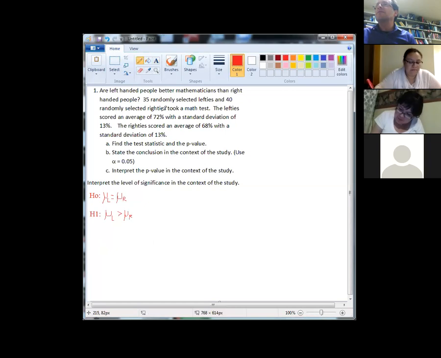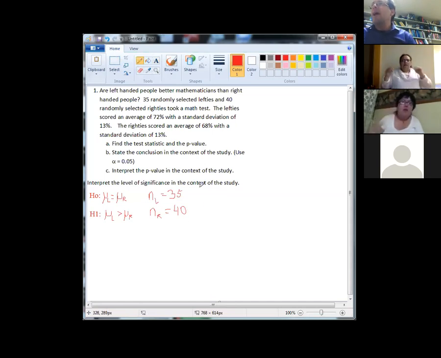So just to note, we can look at these numbers. I like to write down the numbers. It's probably a good idea. So what we can say is, first thing, 35 randomly selected lefties. That's N1, or let's call it NL. And then for the righties, there were 40 of them. So as you asked before, the sample sizes don't have to be the same. You see where here we had a different number of each.